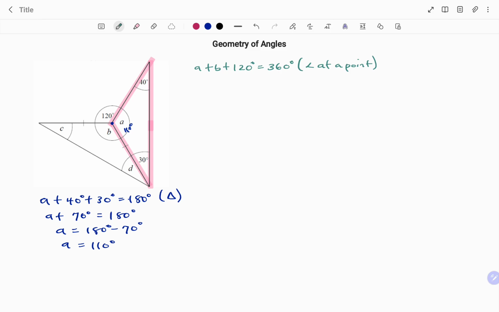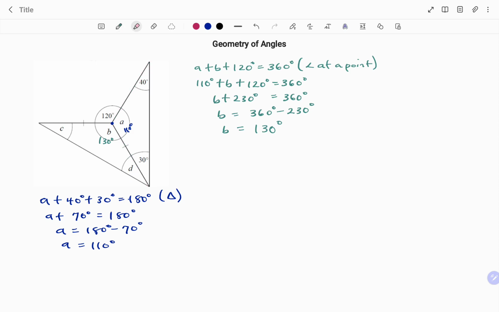Therefore, I have A to be 110 degrees plus B, the missing angle I'm looking for, plus 120 equals 360 degrees. B plus 230 degrees equals 360 degrees. Therefore, B equals, taking 230 to the other side, 360 minus 230 degrees. Therefore, the value of B equals 130 degrees. I have B to be 130 degrees.